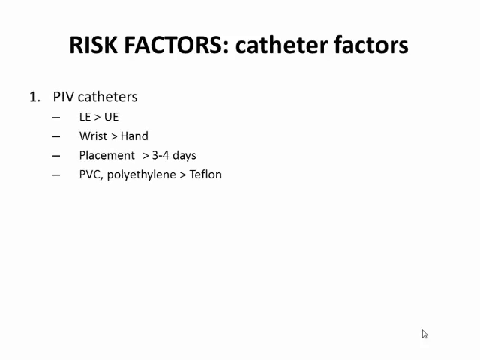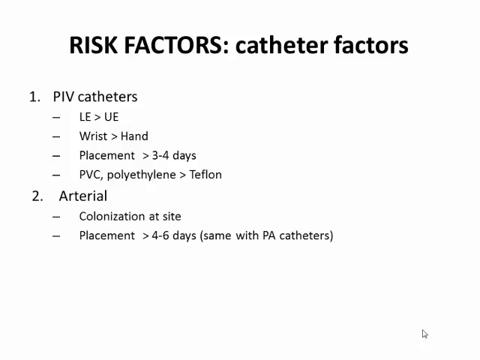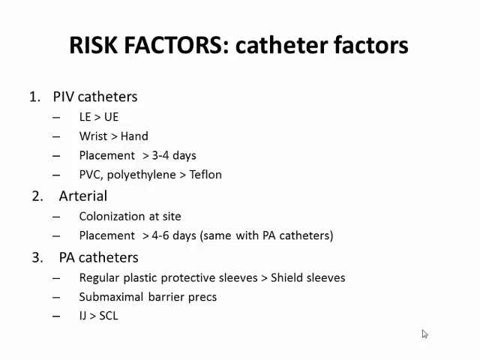When you look at peripheral intravascular catheters, there's more chance of infection in a lower extremity versus an upper extremity, and more in the wrist versus the hand. Infection increases when placement is more than 3 or 4 days, and with Teflon it's lower. It's higher with PVC or polyethylene catheters. With arterial catheters, colonization at the site and placement more than 4 to 6 days raise the risk. Now these two also factor in for the PA catheters along with the rest of them.